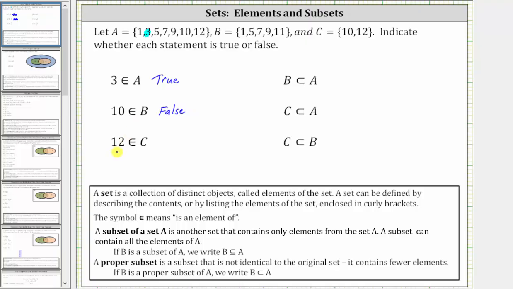The next statement is 12 is an element of C. Looking at set C, notice how 12 is in set C, and therefore 12 is an element of C is true.